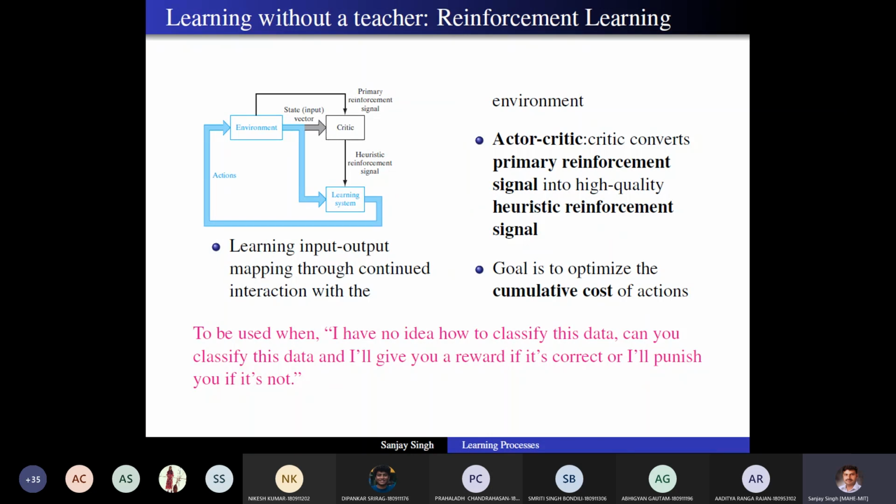First one, it cannot be used for learning millions of variables, just like supervised learning. But under what particular situation? Then you say, I don't know how to do it, but if you do it rightly, then I'll reward you. If you do it badly, I'll punish you. That's all. If this kind of scenario is there, you can think of a suitable reinforcement learning model accordingly.